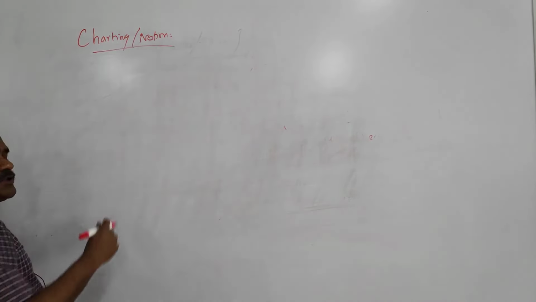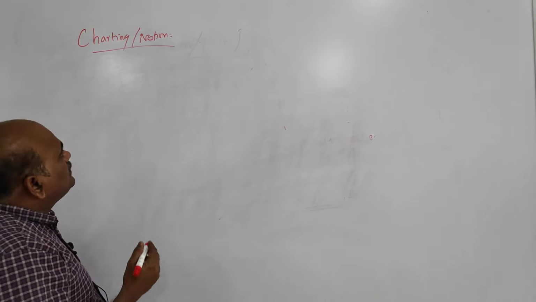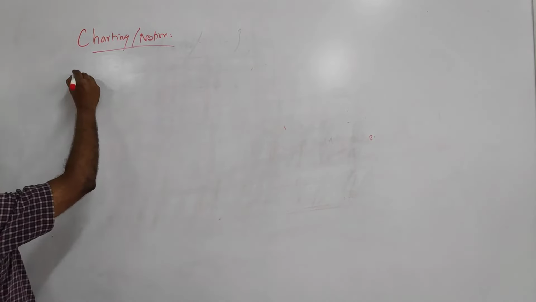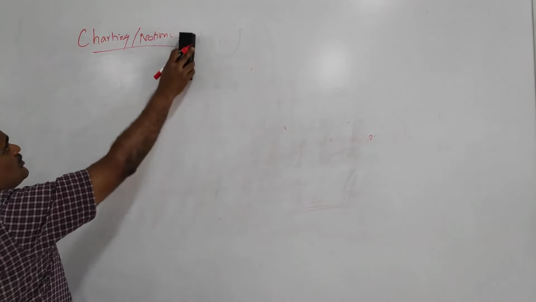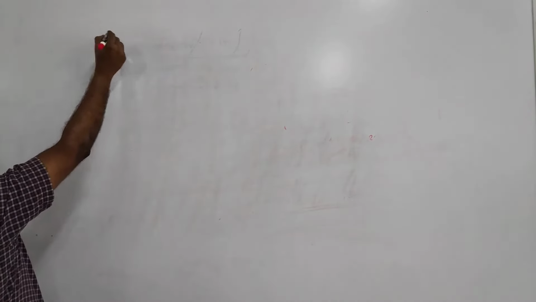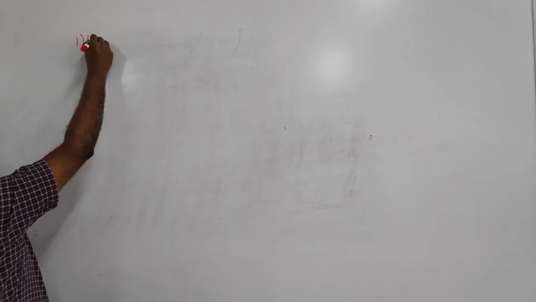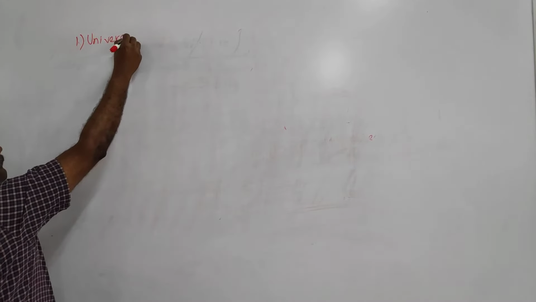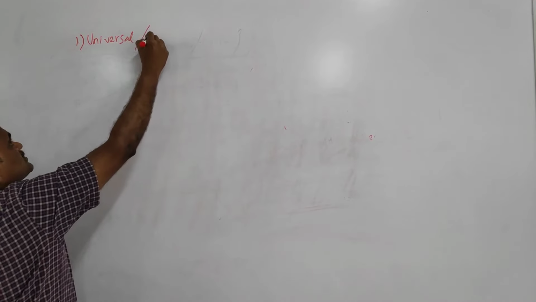Overall in the world, more than 150 methods of charting of teeth are there. The most commonly used ones are 5. For exam purposes, you should know 5 methods of charting of teeth. One is the universal system or Cunningham's system.